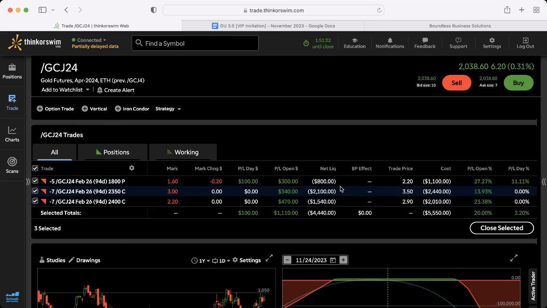But I have a net lick on the 7 contracts that I have open of $2,100, still showing us a profit there. We look down here at the 2,400 calls, $50 further out of the money. They're worth $220 today, still unchanged. I'm up for the open P&L of $470. I received $290 when I sold them. I've got 7 of those, and they're worth $220.